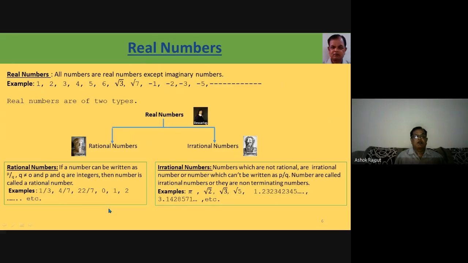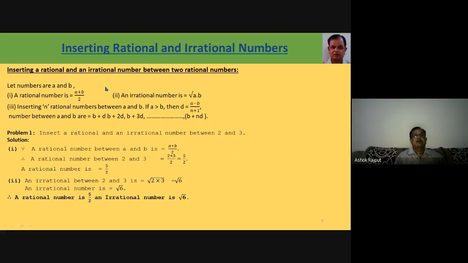Now we will explain inserting rational numbers and irrational numbers. How do we insert rational numbers and irrational numbers between the given numbers? Let two numbers be a and b. If we want to insert a rational number, then we use this formula: a rational number is (a plus b) by 2. First we add both numbers and divide by 2. Then we will find the rational number between a and b.